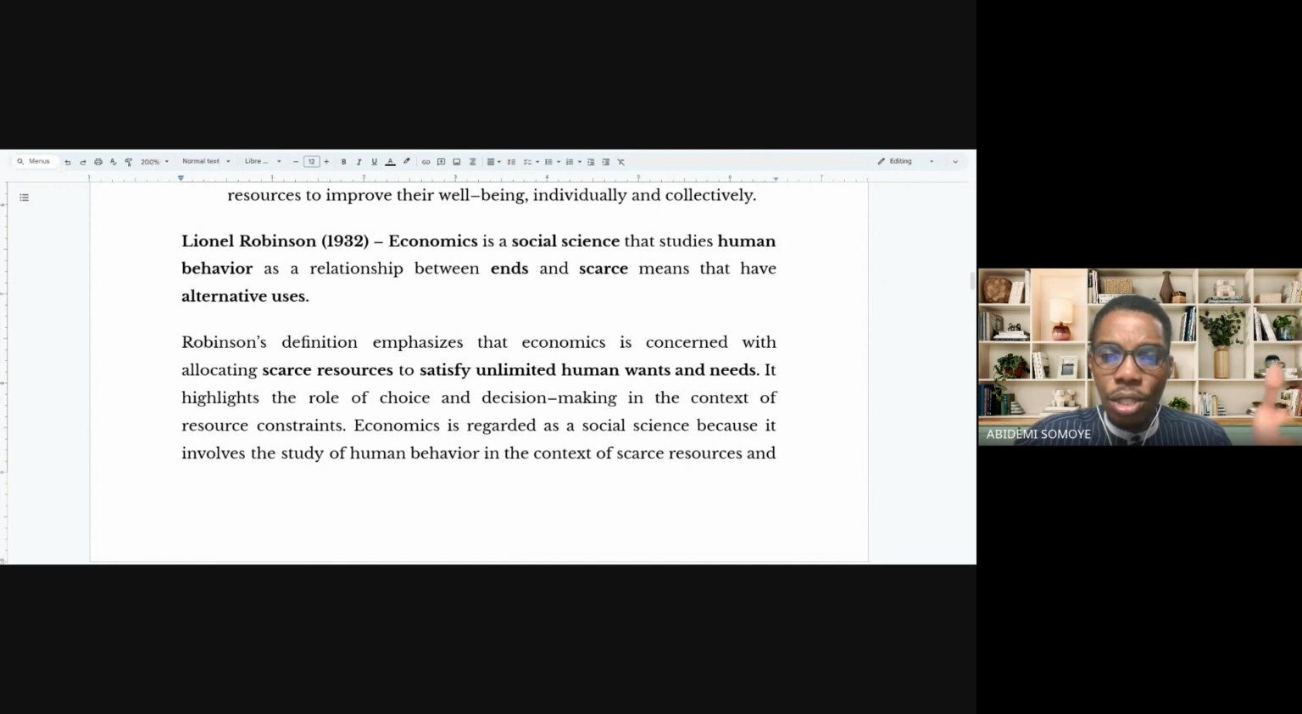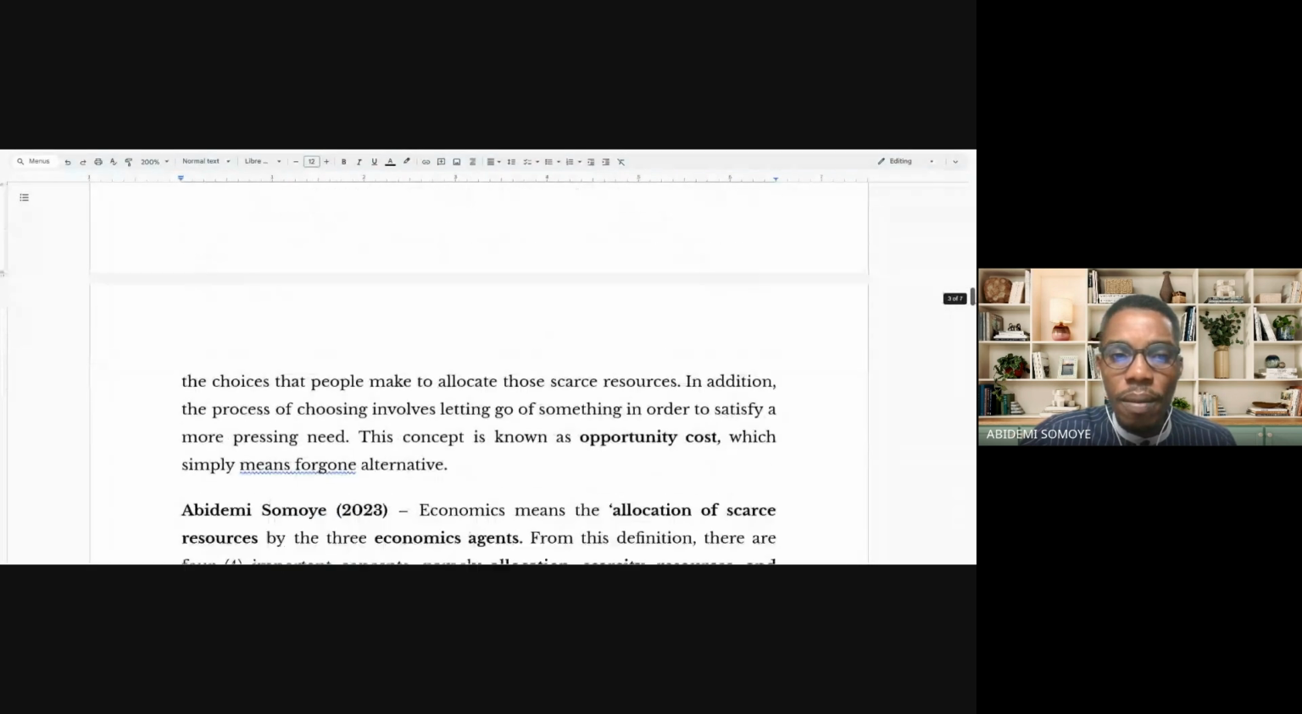Economics is regarded as a social science because it involves the study of human behavior in the context of scarce resources and the choices that people make to allocate those scarce resources. In addition, the process of choosing involves letting go of something in order to satisfy a more pressing need. This concept is known as opportunity cost, which simply means foregone alternative.